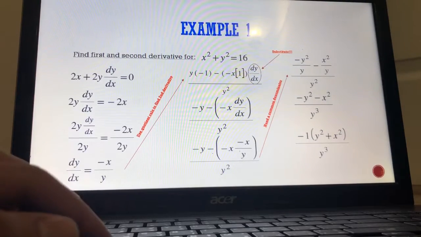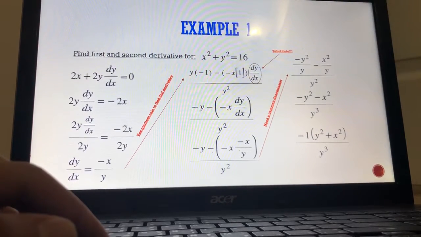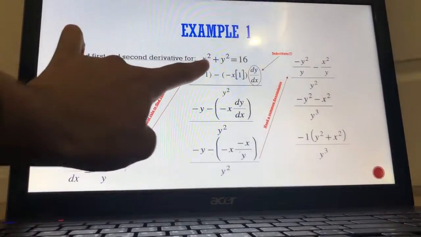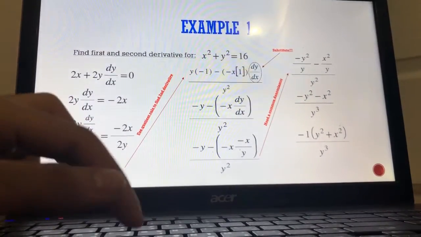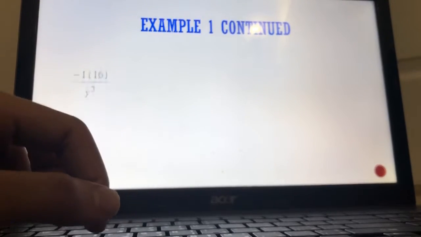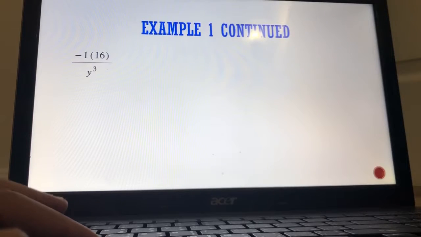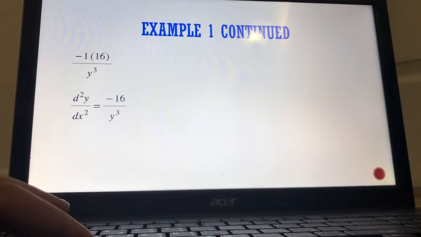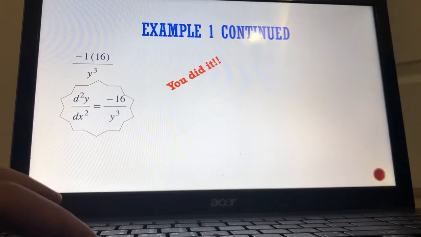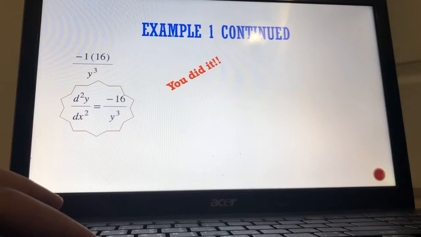Negative, we take the negative out, and then look at that. You get y squared plus x squared, which is right in the original. So we can substitute that value, and then it'll give us negative 1 times 16 over y over 3, which will give us negative 16 over y to the third power, which means you did it.